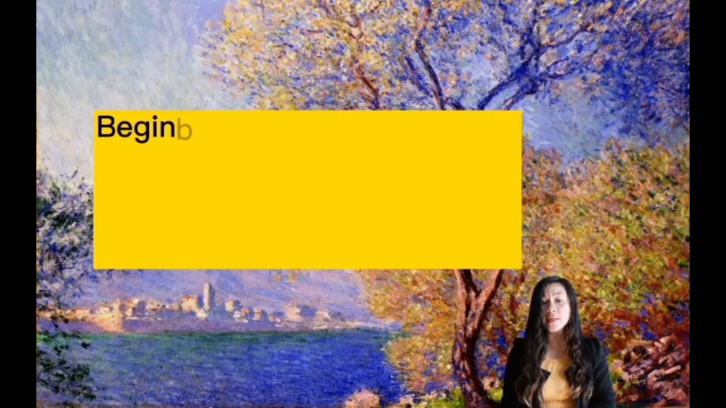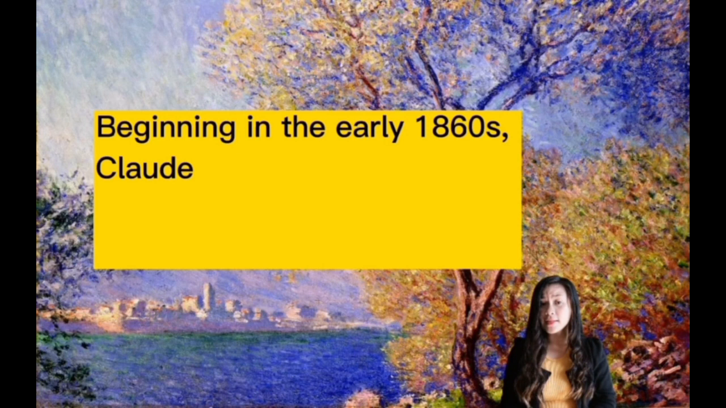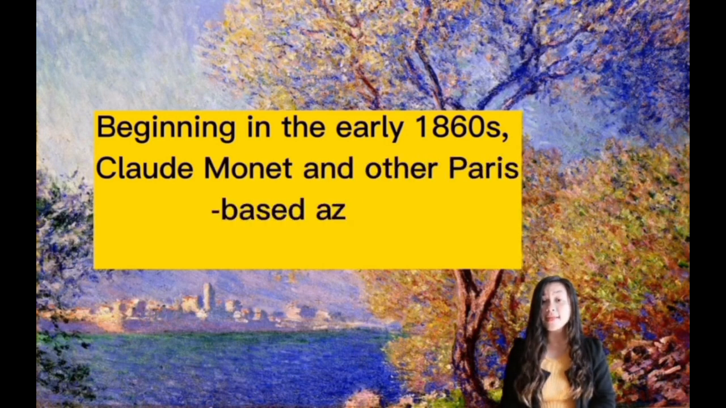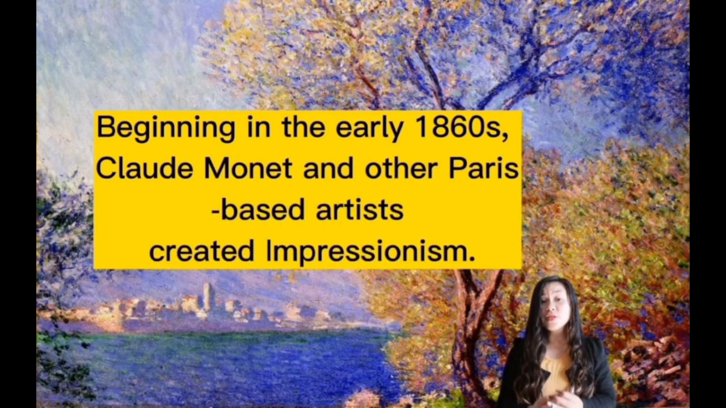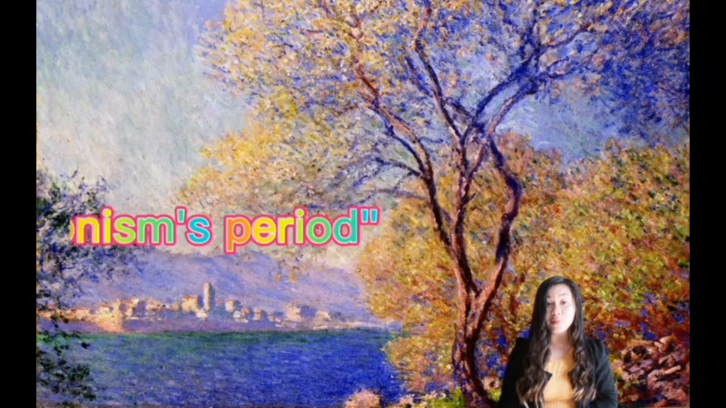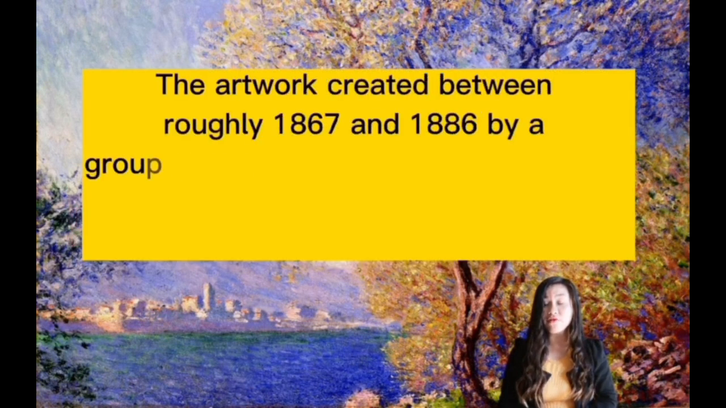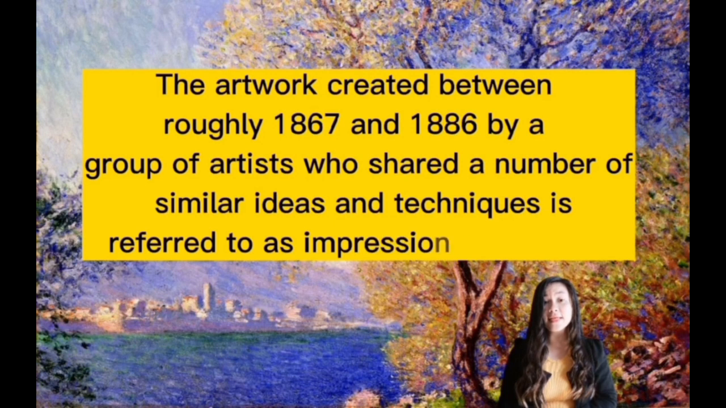And we have the fourth one, the origin of Impressionism. Beginning in the early 1860s, Claude Monet and other Paris-based artists created Impressionism. However, John Constable can be credited with having invented the practice in Britain in the period between 1813 and 1817, as a result of his ambition to portray nature realistically. And lastly, for its period, the artwork created between roughly 1867 and 1886 by a group of artists who shared a number of similar ideas and techniques is referred to as Impressionist painting.